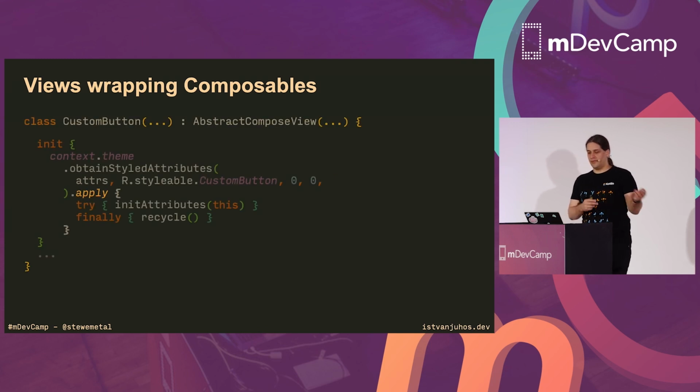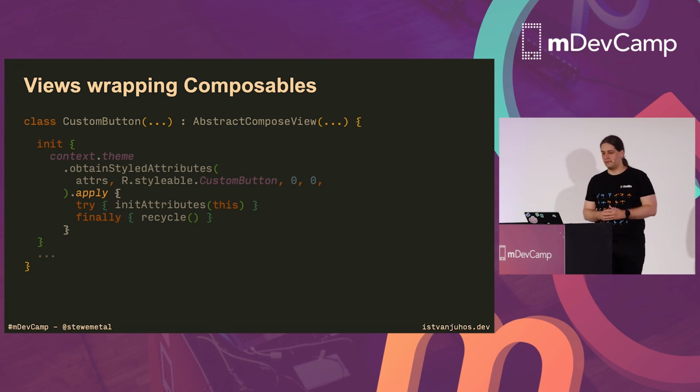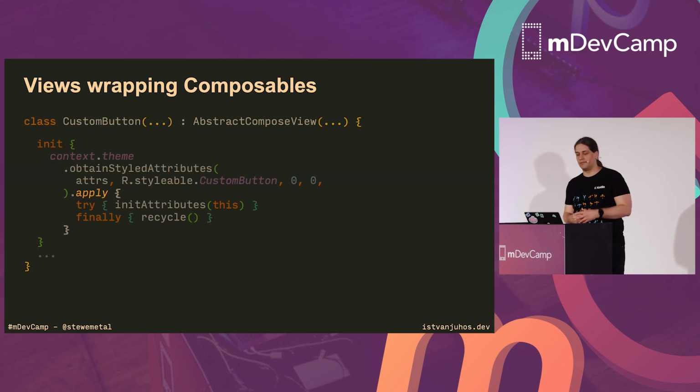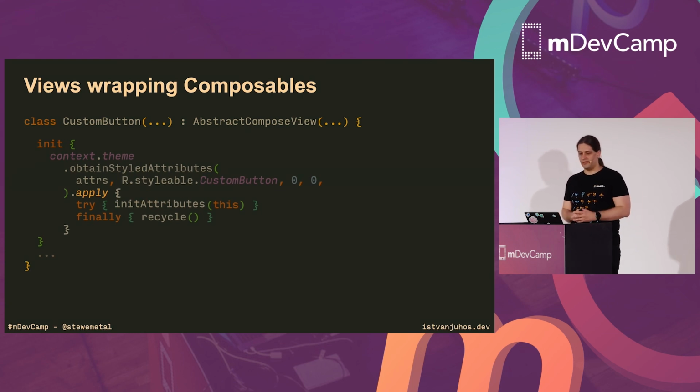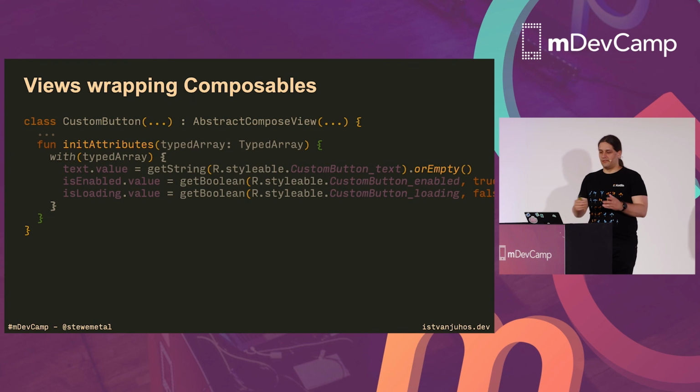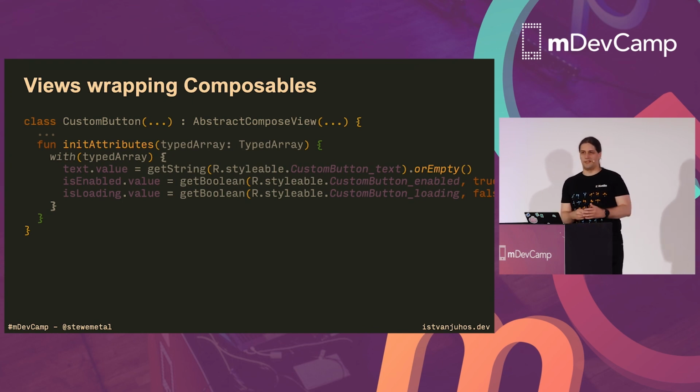In the custom button's init block, we can do some resolutions, like usual, from the typed array, from the styled attributes. Because if you have a custom view, you probably have some custom attributes to go with that as well, if you want to control the custom stuff from XML. So if we have that, we can resolve some attributes like this. Nothing fancy here, if you've implemented at least one custom view with custom attributes before. The interesting thing is there.